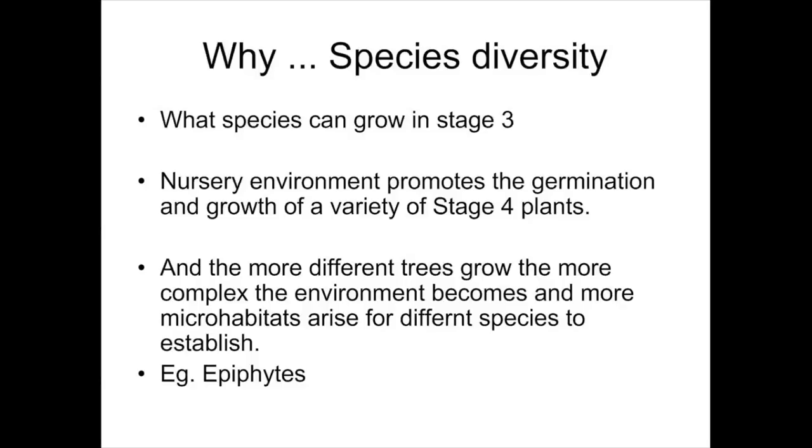Another point you can talk about is the more different trees that grow, the more complex the environment becomes, and the more microhabitats arise for different species to establish. For example, there are epiphytes. Okay, remember these epiphytes like perching lilies, the northern rata. They need big trees to establish themselves in a higher place to get more light. So yeah, that's one example of how a Stage 4 has more species than a Stage 3.